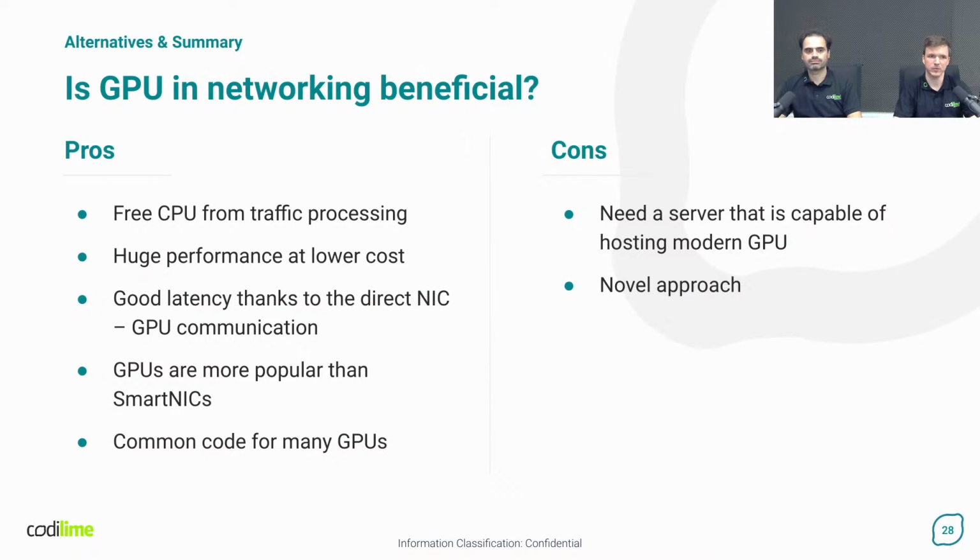For example, we need a server that is capable of hosting a modern GPU. In our case, we needed some additional power source for the GPU. And also, using GPUs in networking is quite a novel approach, so there still are many problems that are not well documented yet. But we are finding more and more projects using GPU as an accelerator for some work. And even recently, NVIDIA has released patches or support in the DPDK. So this is making the approach of using NVIDIA in network work way easier.